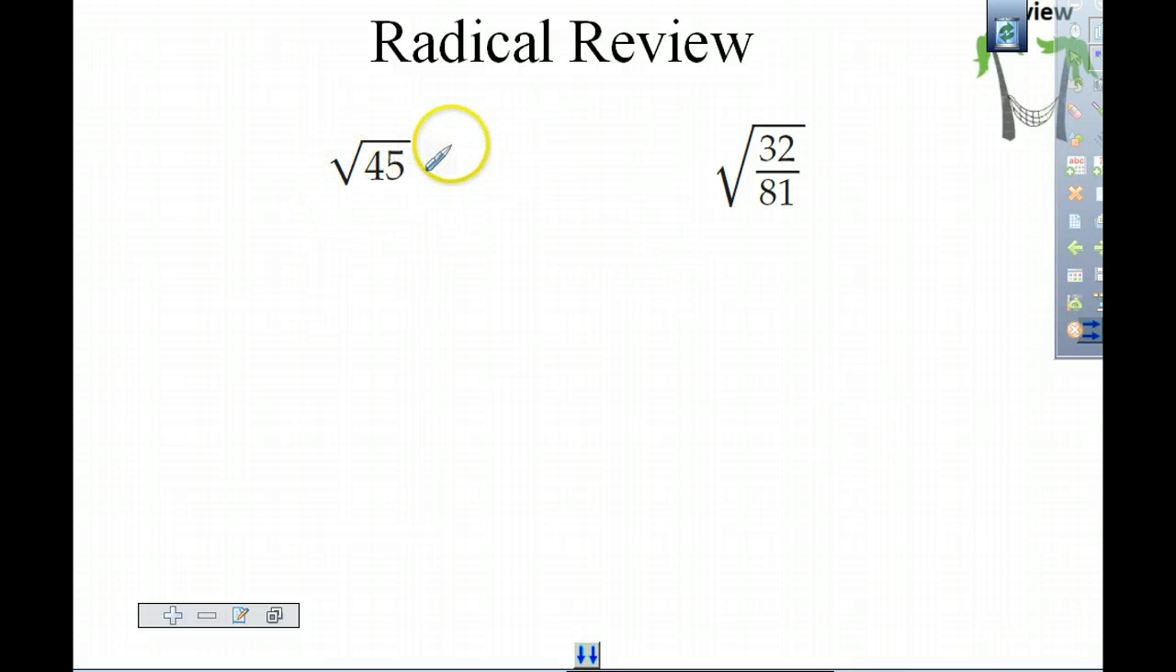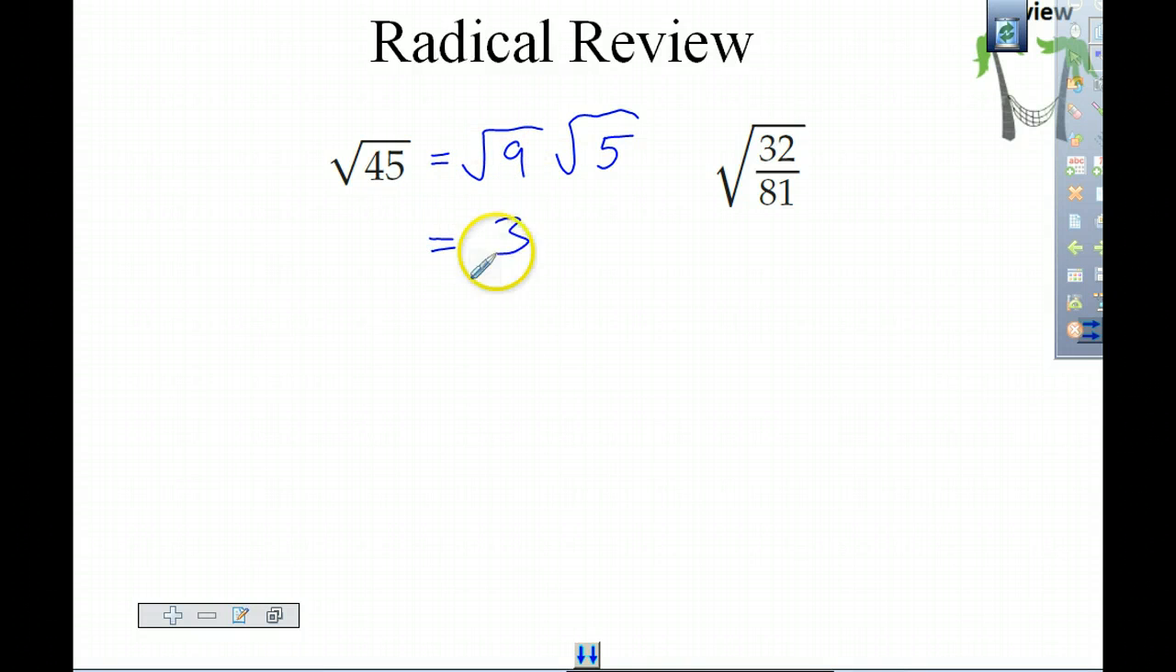Or, let's just remember, using your calculator or just breaking it down on your own, root 45, how does that simplify exactly? Root what times root what? 9 times root 5. Remember, the first number had to be a perfect square. It has to be 4, 9, 16, 25, 36. Has to be a perfect square, because the next step is to actually take the square root of that first number. So we have 3 root 5.